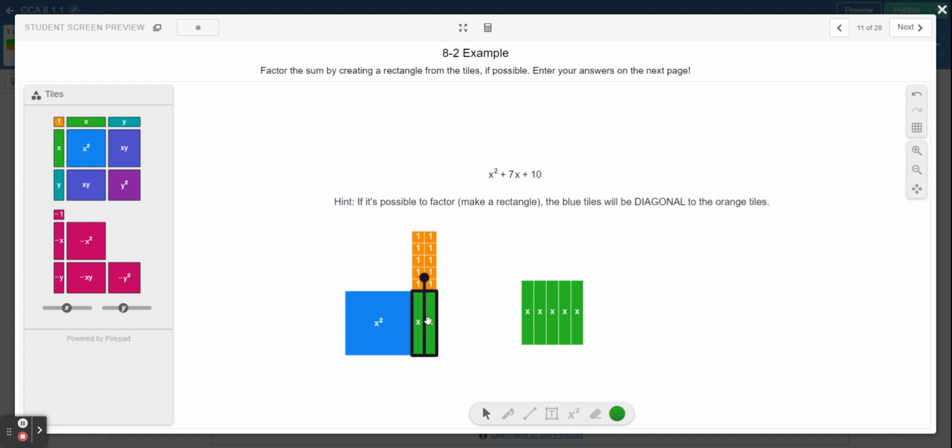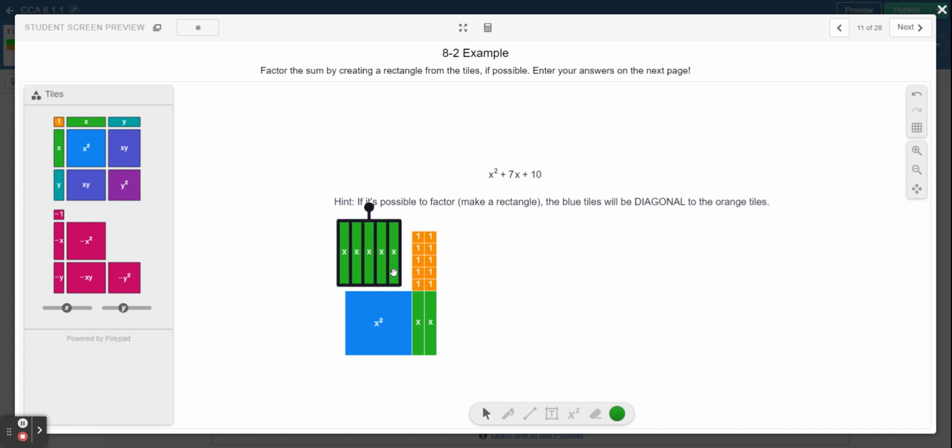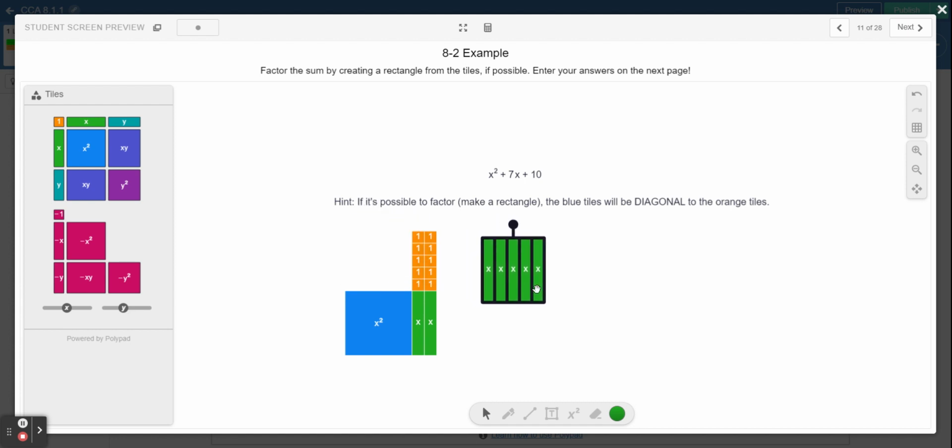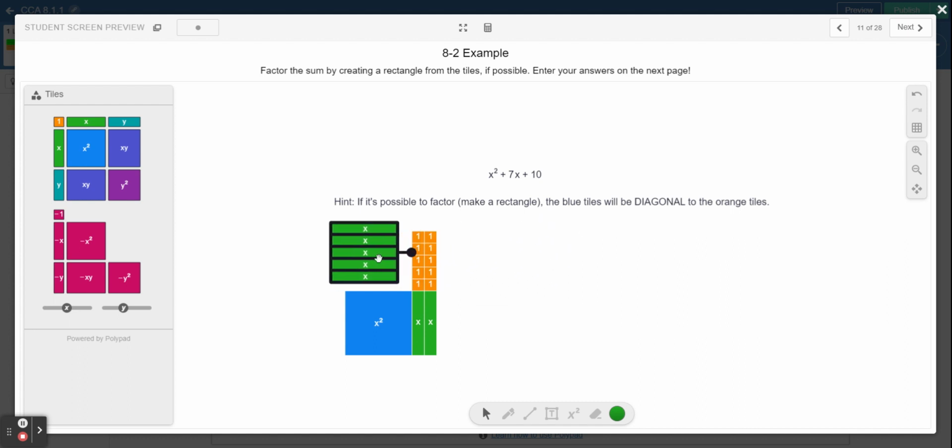So it looks to me like that would fill in. And then I might try this, but that doesn't look like it fits quite right. But now I'm remembering, oh right, the skinny dimension of the x tiles is 1. So maybe I rotate and match them up, and it looks like I have a rectangle. Look at that.